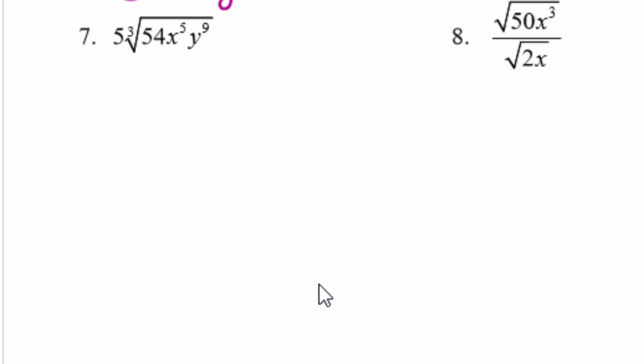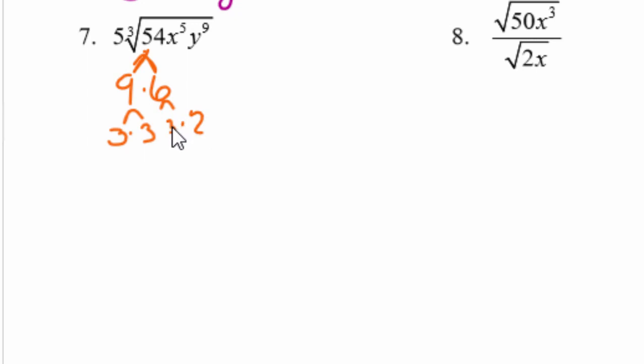Okay, so for this next one, there's a coefficient already out there. Do you see that 5? Don't lose that. But we're going to take the cube root of 54x to the 5th y to the 9th, and there's already a 5 out here that we're going to multiply things by. 54 is 9 times 6, right? 9 is 3 times 3. 6 is 3 times 2.